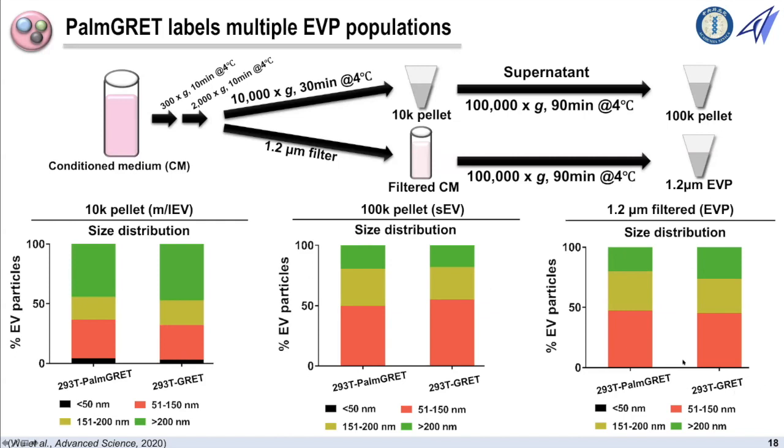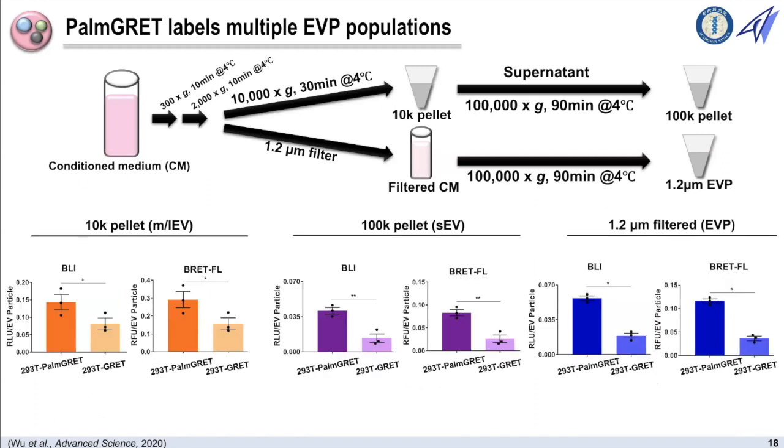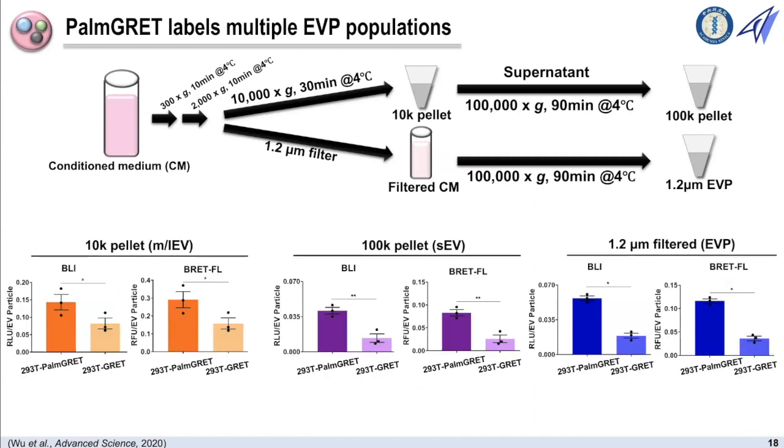After all these EV characterizations, we know that our reporter has the ability to pan-label different EV subpopulations. Later on, we also tested the bioluminescence and BRET fluorescent signal, and again this shows that PalmGRET has a higher signal than GRET. Here we can see that in RLU per EV particle, the medium or large vesicles show a higher signal compared to the small vesicles.